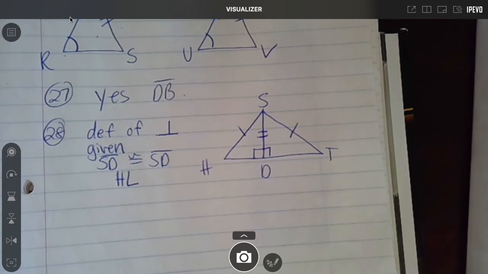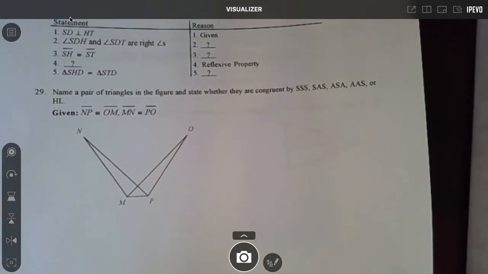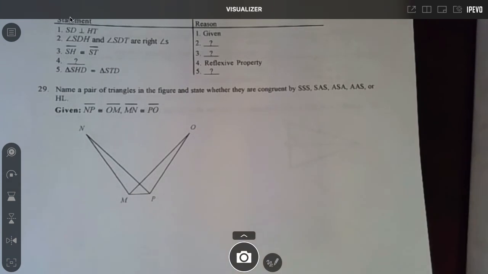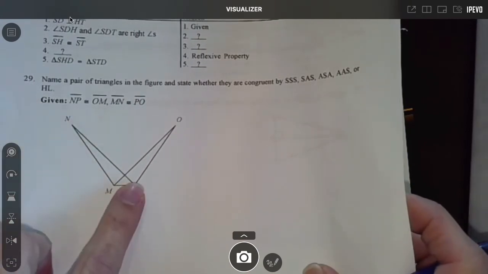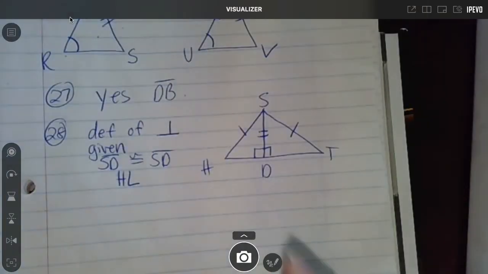Okay, number 29. It says, name a pair of triangles and state whether they are congruent. All right, so what do they want us to do? Maybe let's split these two triangles up. Does everybody see that? Yes? So that's what I'm going to do. I'm going to draw the triangle on the left. This is what we did today. And I'm going to draw the triangle on the right. Let me do that.